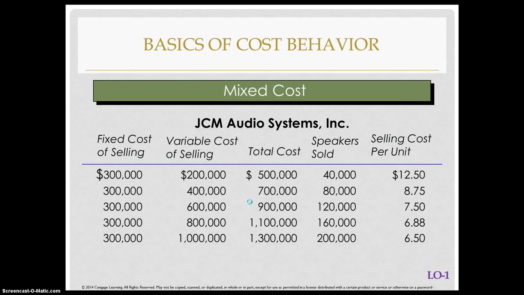So we can see that here in this graph. If we sell 40,000 speakers, we have a total cost of $500,000. 300,000 of that is fixed, and 200,000 is variable. So our total mixed cost is 500,000, and we get a total selling cost per unit of $12.50. And as we move up the units, we see that total selling cost per unit go down. Our variable costs of selling go up, but our fixed cost remains the same.